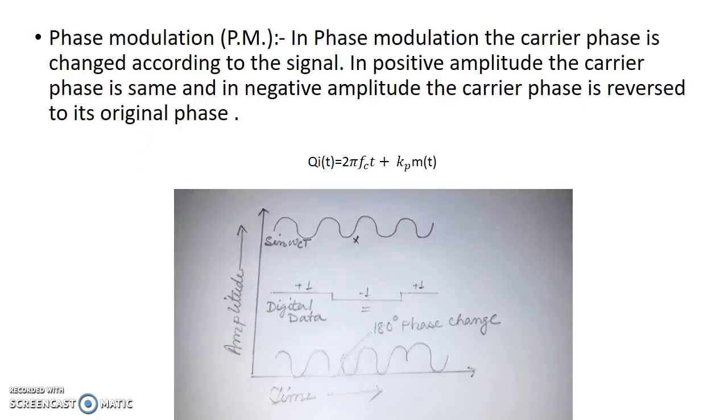Now phase modulation. In phase modulation, the carrier phase is changed according to the signal. In positive amplitude, the carrier phase is the same, and in negative amplitude, the carrier phase is reversed from its original phase. And this is the equation for the phase modulation system. And here in the picture the waveforms are shown for the phase modulation system. Here the phase change is 180 degrees.